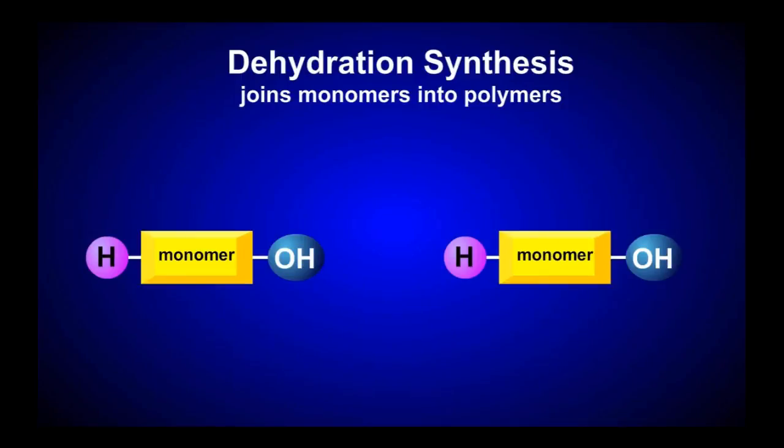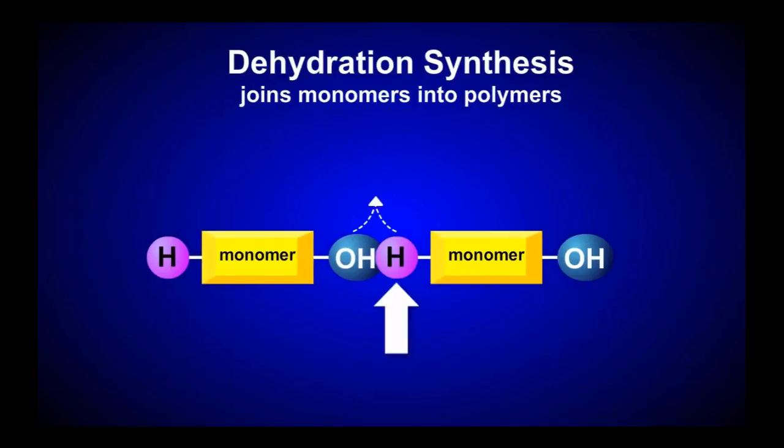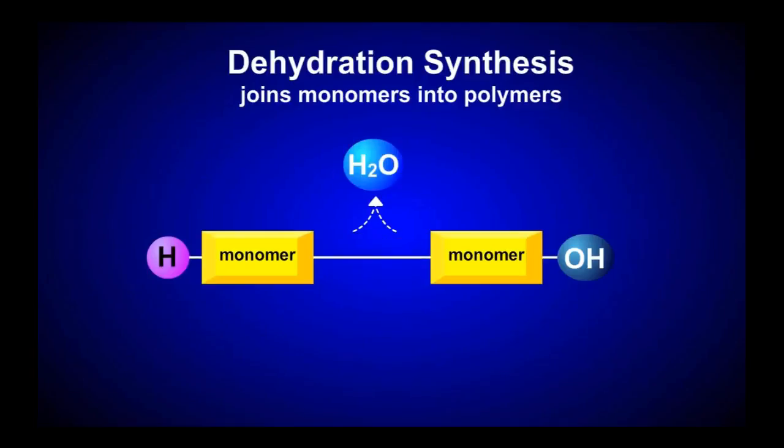As you can see here, each of the monomers in this reaction has a hydrogen, or H, and a hydroxyl, or OH group. In the course of the reaction, the hydrogen is removed from one monomer and the hydroxyl group from the other. The hydrogen and hydroxyl group combine to form water, and a bond links the two monomers.